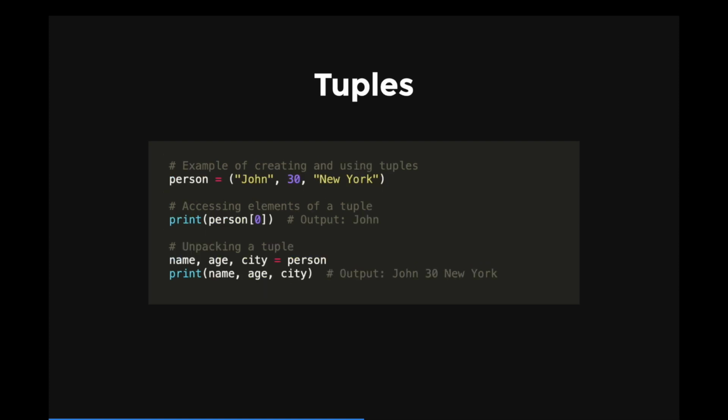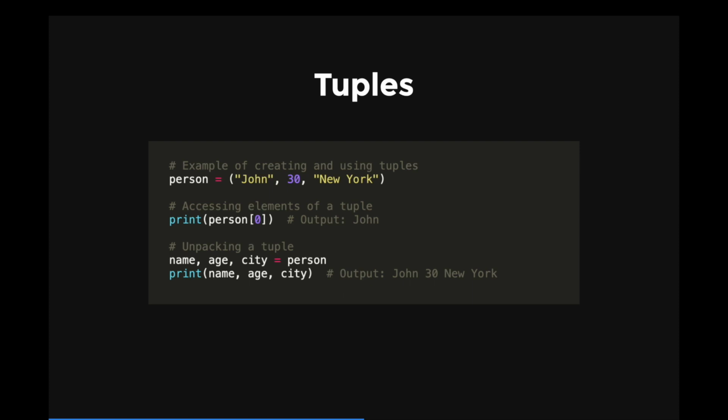Tuples. Tuples are similar to lists but are immutable, meaning you cannot modify them after they have been created. Tuples are often used to store collections of related data. So, for example, I'm creating a person tuple and I'm assigning values John, 30, and New York. The difference here is it's not square brackets, it's round brackets. And you can access the elements by saying print person of 0 and you'll get output as John.